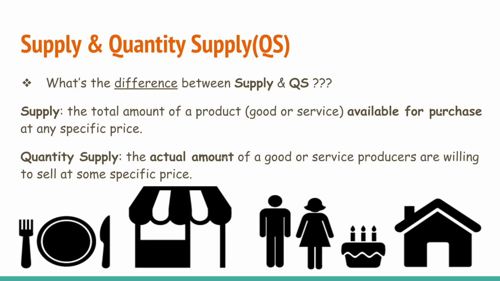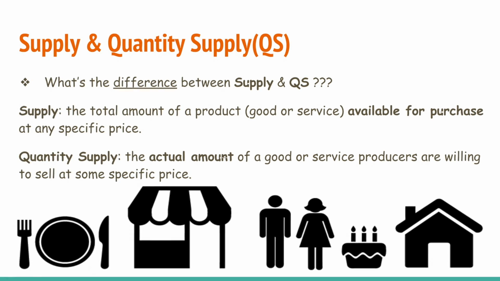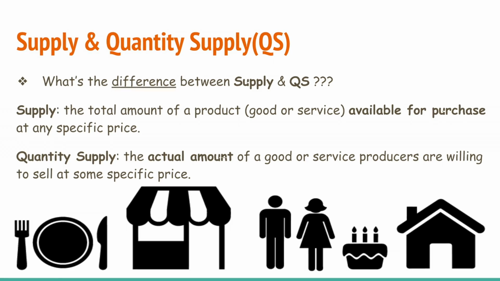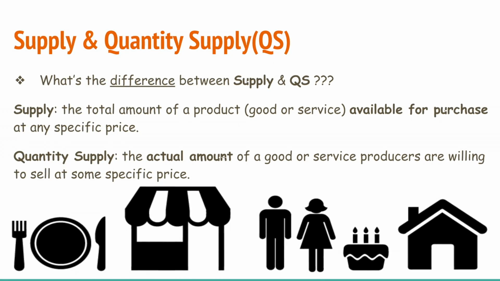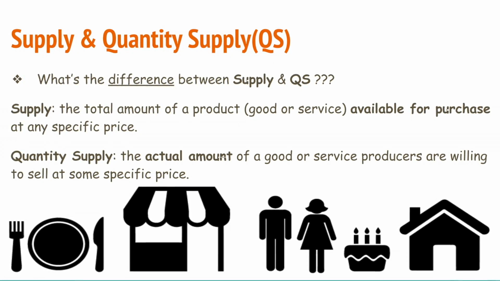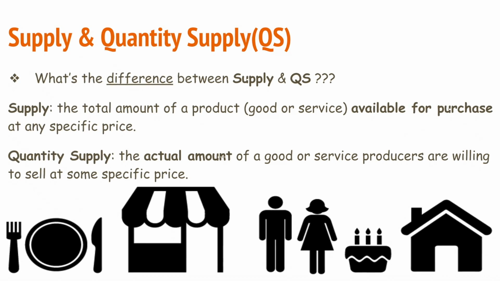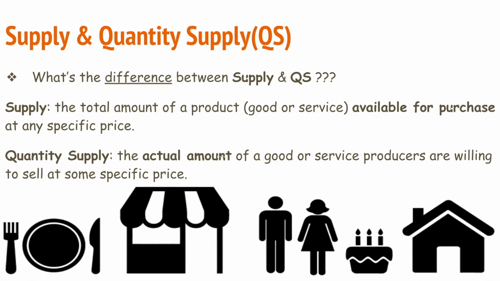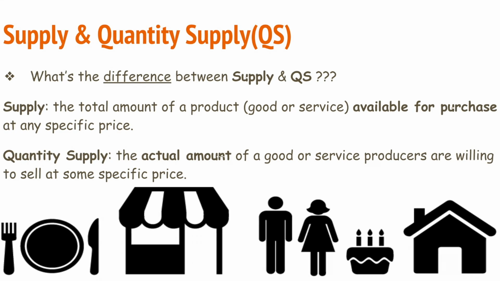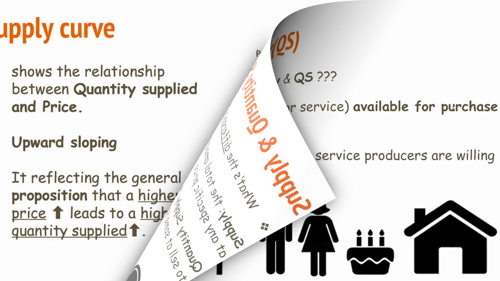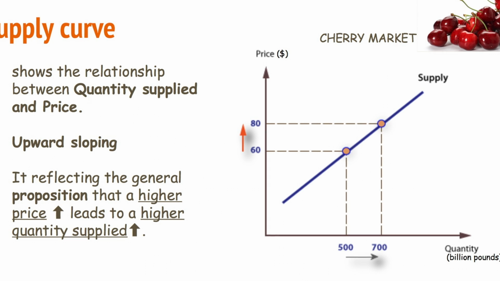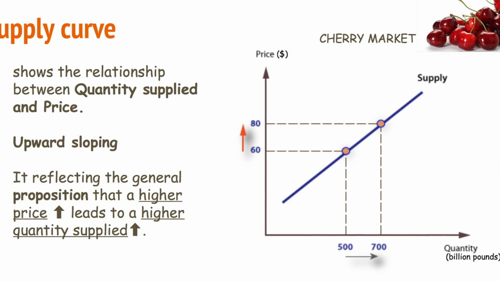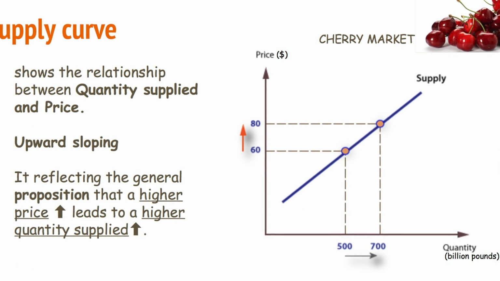Let's have a look at the difference between supply and quantity supplied. Supply is the total amount of a product that is available for purchase at any specific price. The quantity supplied is the actual amount of a good or service that producers are willing to sell at some specific price.